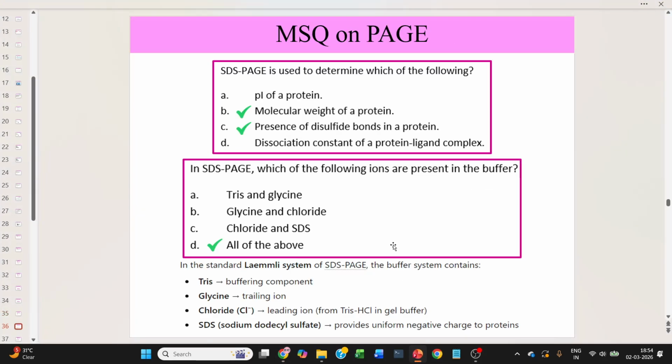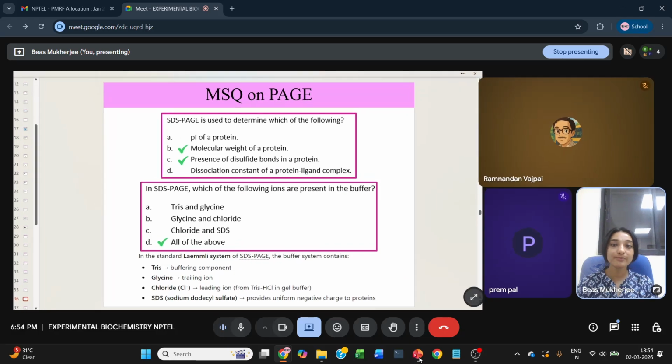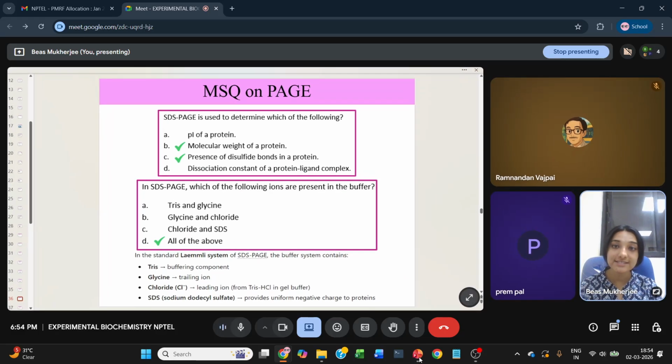Let's see what's the right answer. Yes. So, SDS-PAGE can be used to determine the molecular weight of the protein. That is correct. And it can also determine the presence of disulfide bonds in a protein. If there is a disulfide bond in the protein, whether intermolecular or intramolecular, then depending upon that the mobility of the protein would be different.